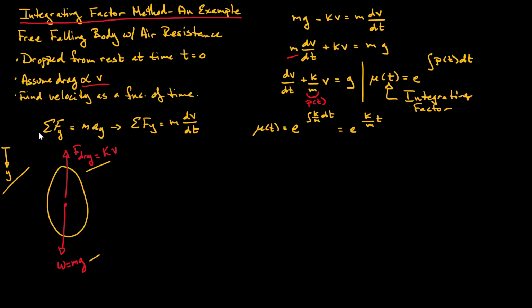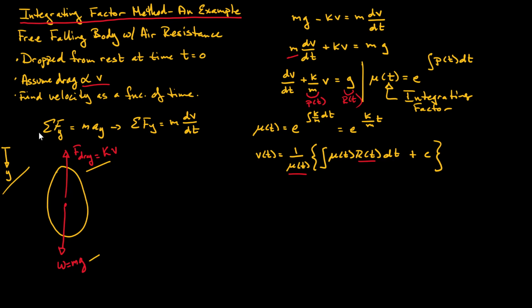So now recall that our solution will take the form v of t equal to 1 over mu of t multiplied by the integral of mu of t multiplied by r of t dt plus a constant of integration. So we've already solved for mu of t. So now we need to find what r of t is. Well, that's fairly simple. That's just this term here.